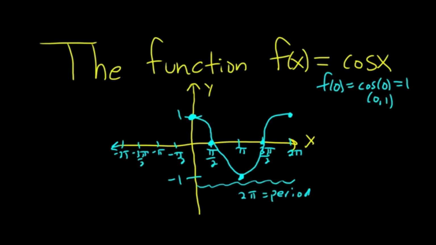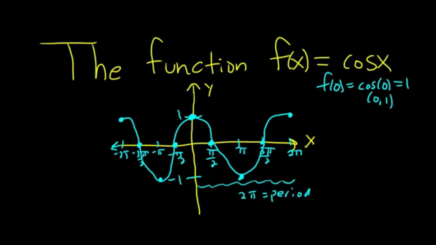So at negative pi over 2, you get 0. At negative pi, you get negative 1. At negative 3 pi over 2, you get 0. And at negative 2 pi, you get 1. So if you graph it, it looks something like this, and then it curves down like this, and it comes up, and then it curves like that. So that's the cosine function.